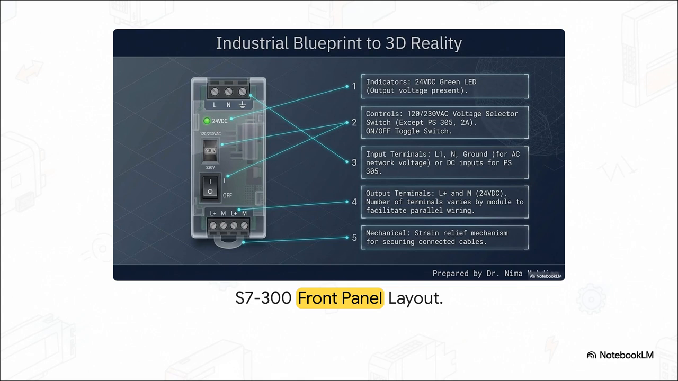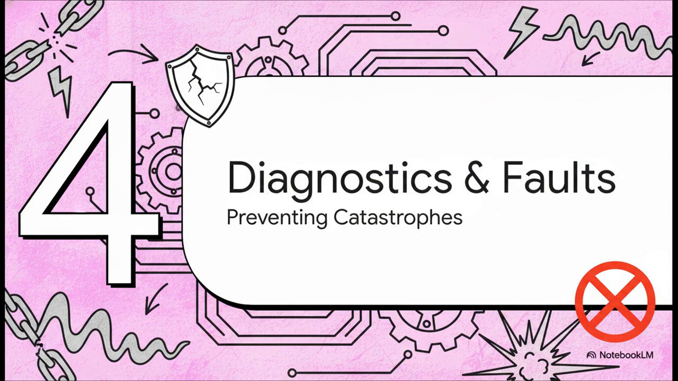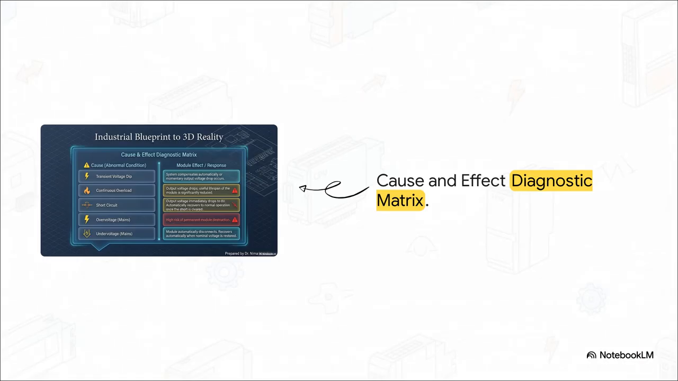And finally, right at the bottom at label 5, there's a mechanical strain relief mechanism. That's just there to ensure those connected cables stay completely secure under intense industrial vibrations. Section 4, Diagnostics and Fault Protocols, Protecting Against Catastrophic Failure. Look really closely at the cause and effect diagnostic matrix.